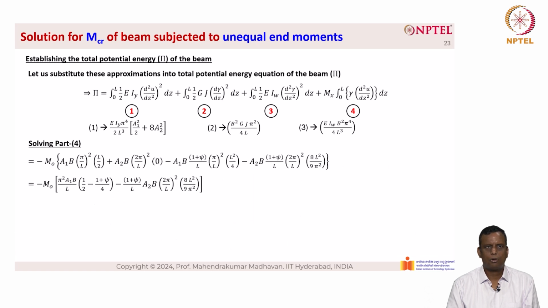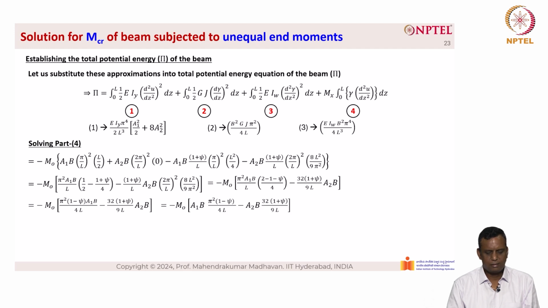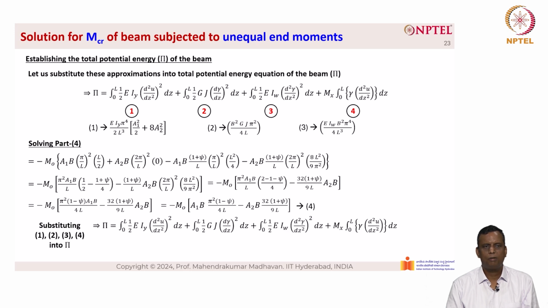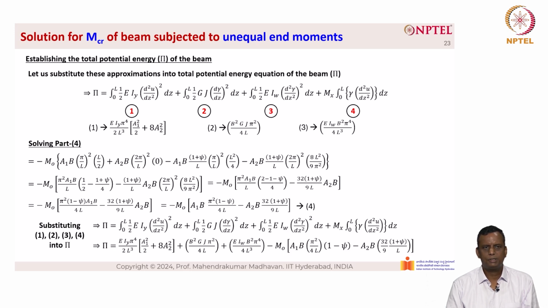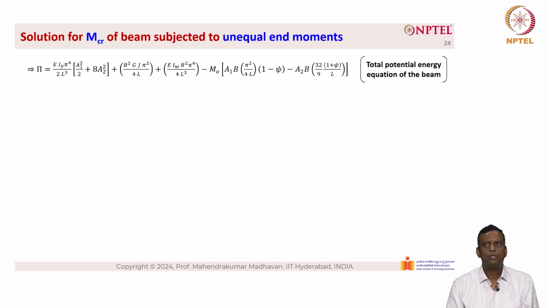So when we substitute all those terms, we can simplify this further. As you can see here, it gets further simplified and it becomes equation 4, which is minus M naught into a1b into pi square into 1 minus psi by 4L minus a2b into 32 into 1 plus psi by 9L, which is equation 4. Now substituting 1, 2, 3 and 4 into pi, we get a large equation here. Now the total potential energy equation of the beam has been obtained.